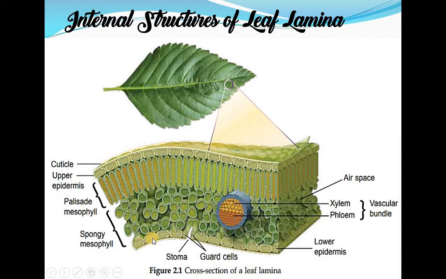And then this layer is called the lower epidermis. And then there is a modified epidermal cell here, which is the guard cell. So there is a stoma, the opening that is controlled by the guard cells. The leaf lamina also consists of the vascular bundle. This one is the xylem, this one is the phloem.